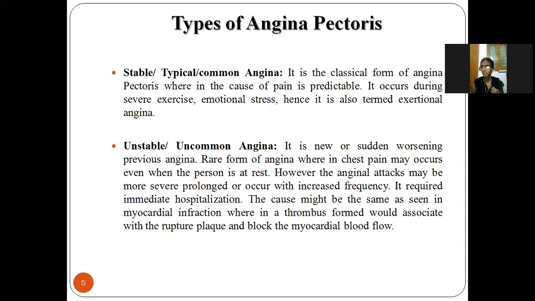And next, unstable or uncommon angina. This angina comes all of a sudden and the chest pain will be severe in that person, and later on it will become serious. The person should be immediately hospitalized and given treatment, because in this case the blood will clot in the heart and the heart cannot pump the blood properly, so it will lead to stroke and cause angina pectoris.